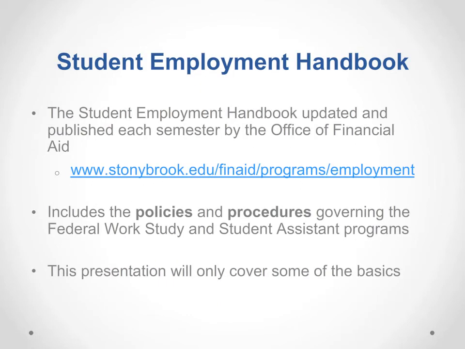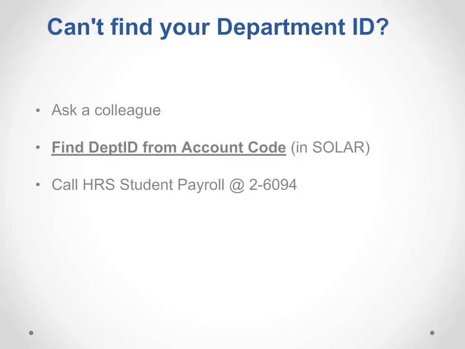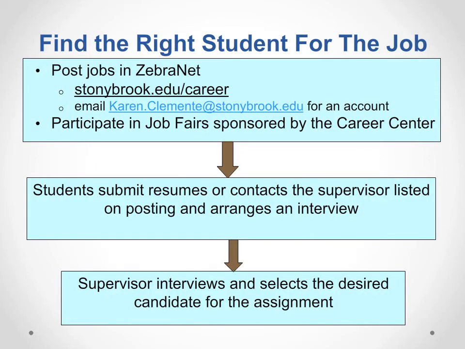The Student Employment Handbook is updated every semester and contains the policies and procedures governing federal work-study and student assistant programs. This presentation will only cover the basics. Student employment coordinators create assignments under their respective department ID. Student salaries are disbursed against an account code. Sometimes your department ID and account code are the same, but not always. If you do not know your department ID, ask a colleague, find your department ID from an account code in Solar, or call the HRS Student Payroll Department.